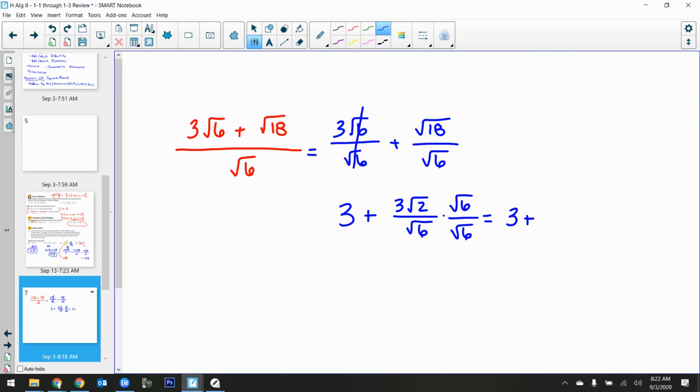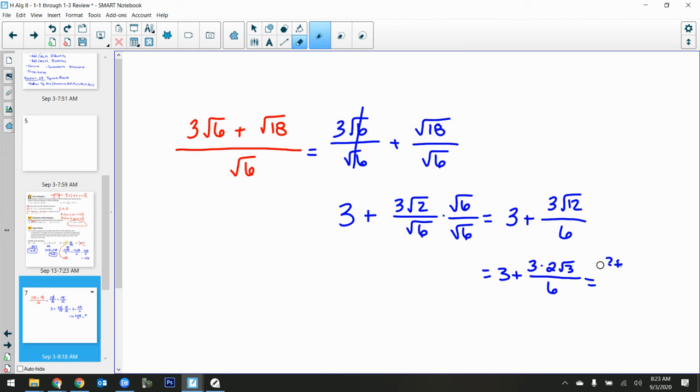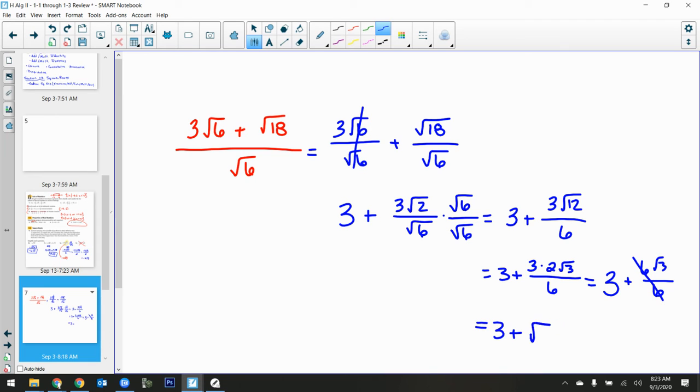Don't lose the 3 plus. That happens too. Like the big number that's sitting out front when you cancel, this happens to vanish. So this would be 3 plus 3 radical 12 over 6. Break down the radical 12. That gets me 3 plus 3 times 2 radical 3 over 6, right? Because it's 4 times 3, so the square root of 4 would just be 2 radical 3. Or in other words, 3 plus 6 radical 3 over 6. And that will cancel, leading me to my answer of 3 plus radical 3, which I almost saw right off the bat right there.